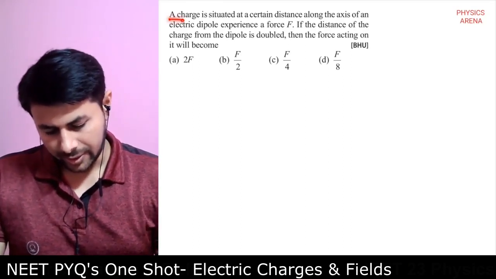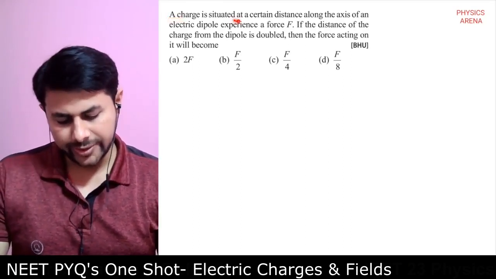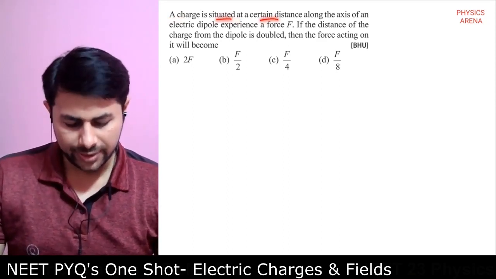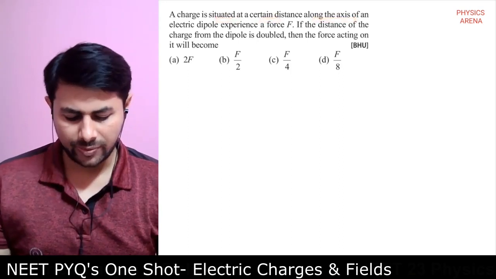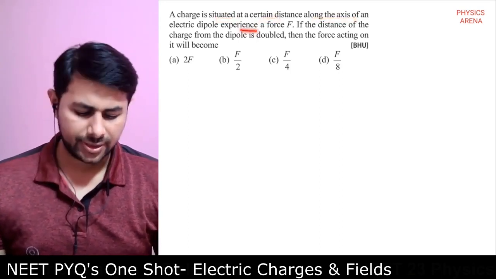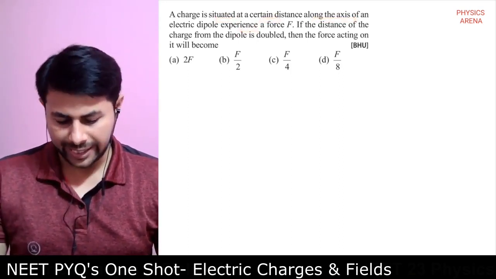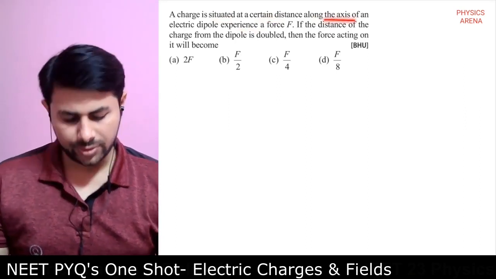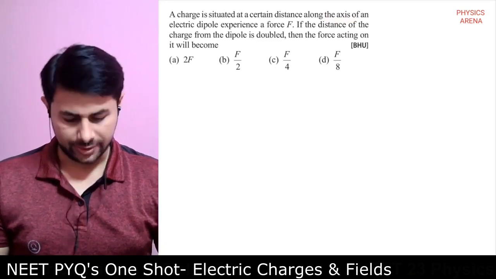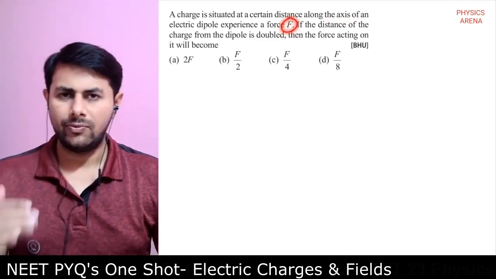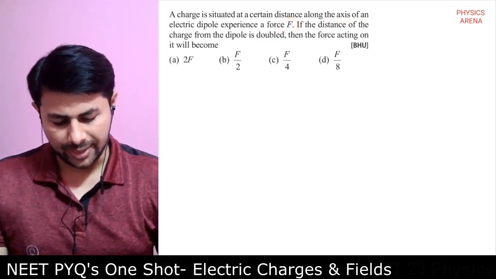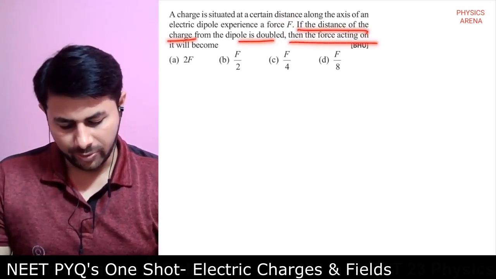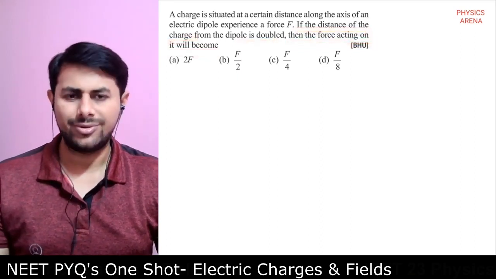Next question. A charge is situated at a certain distance along the axis of an electric dipole and experiences a force F. So when the charge is on the axis, it experiences force due to the dipole. It is F. The distance of the charge from the dipole is doubled. Then the force acting on it will become? Tell me.